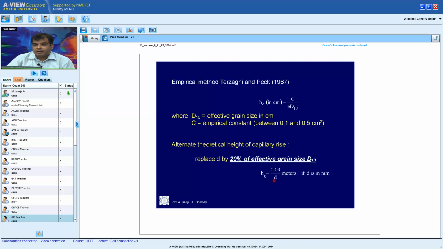There's another equation which is again going around some textbooks, in which HC is given as 0.03 divided by D. This is our standard equation, but rather than D, we replace it by 20% of D10. That's the other form of the equation. So it's not a bad idea to at least remember that HC equals 0.03 divided by D, provided this D is in millimeters.